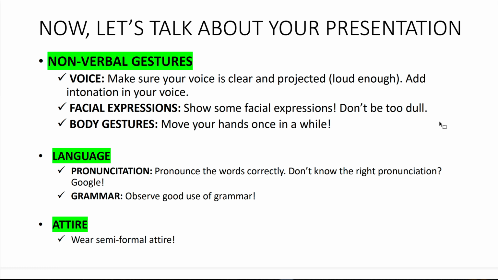Now, in terms of language, I just want to advise on pronunciation or enunciation. If you're not sure how to pronounce certain words, you can always Google that word and listen to the pronunciation. Now, I'm all okay if you like to pronounce it using American English or British English, up to you. And observe good grammar. All right.